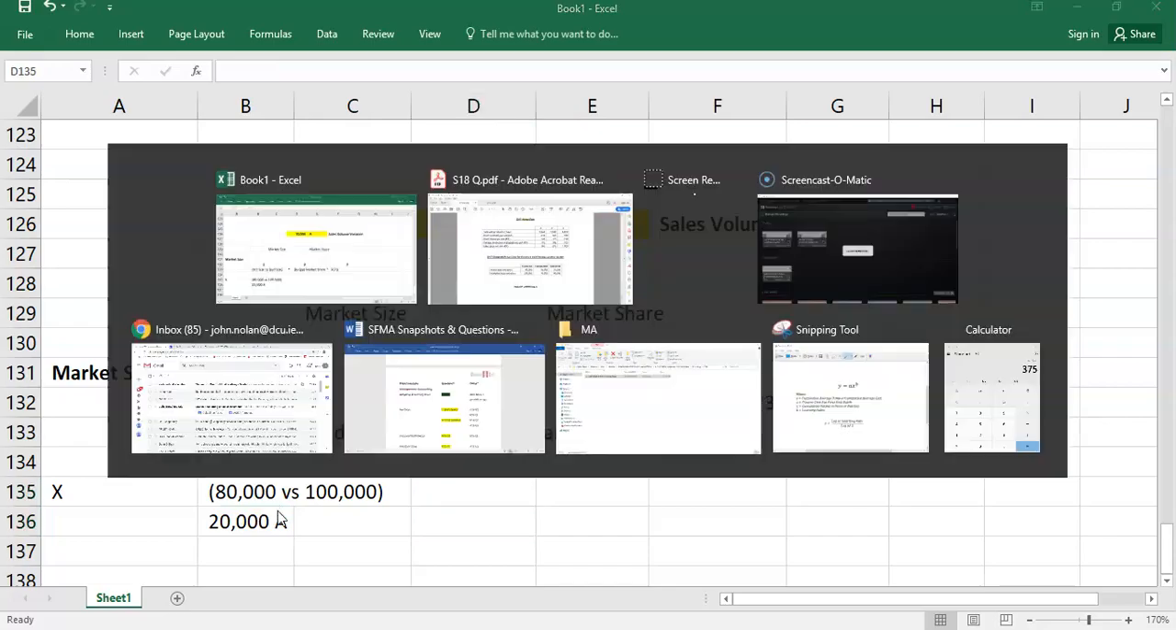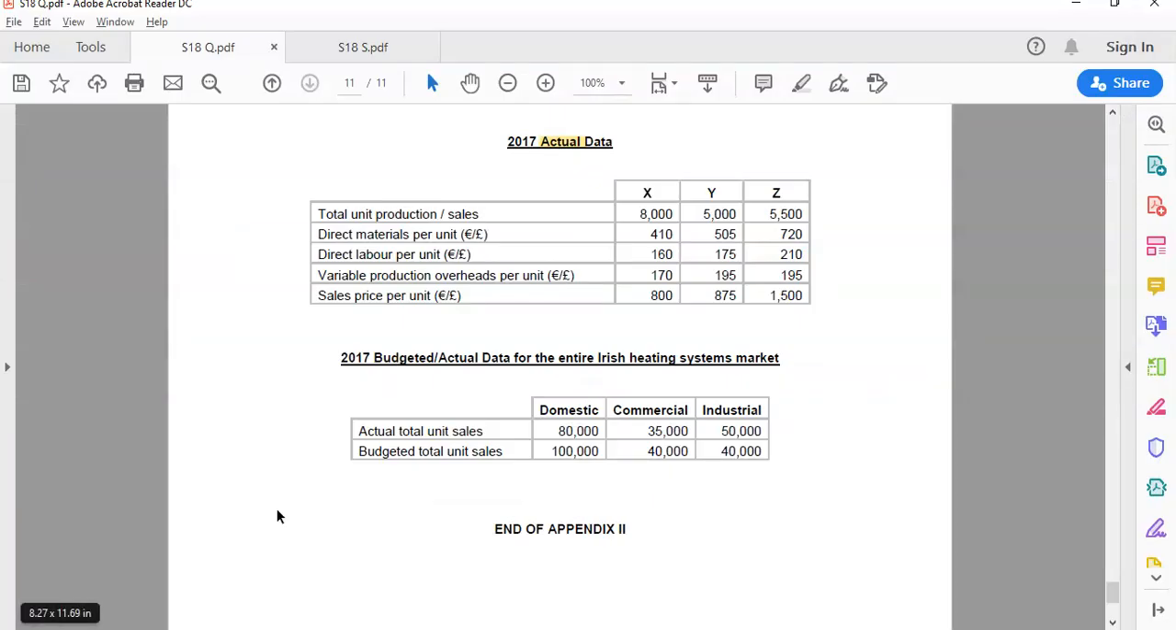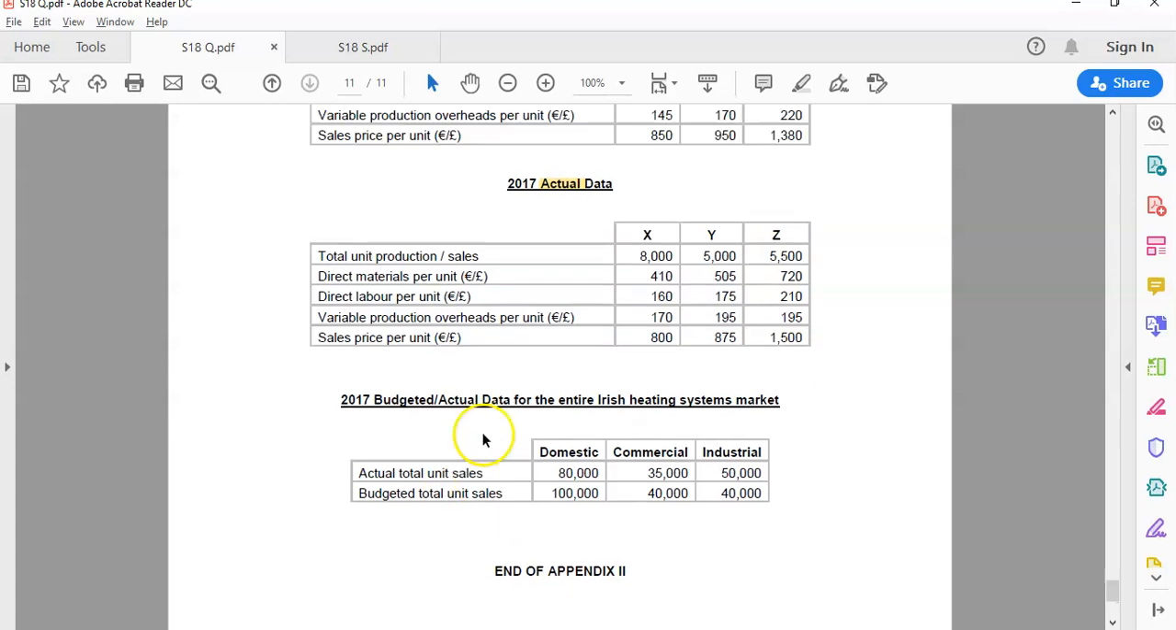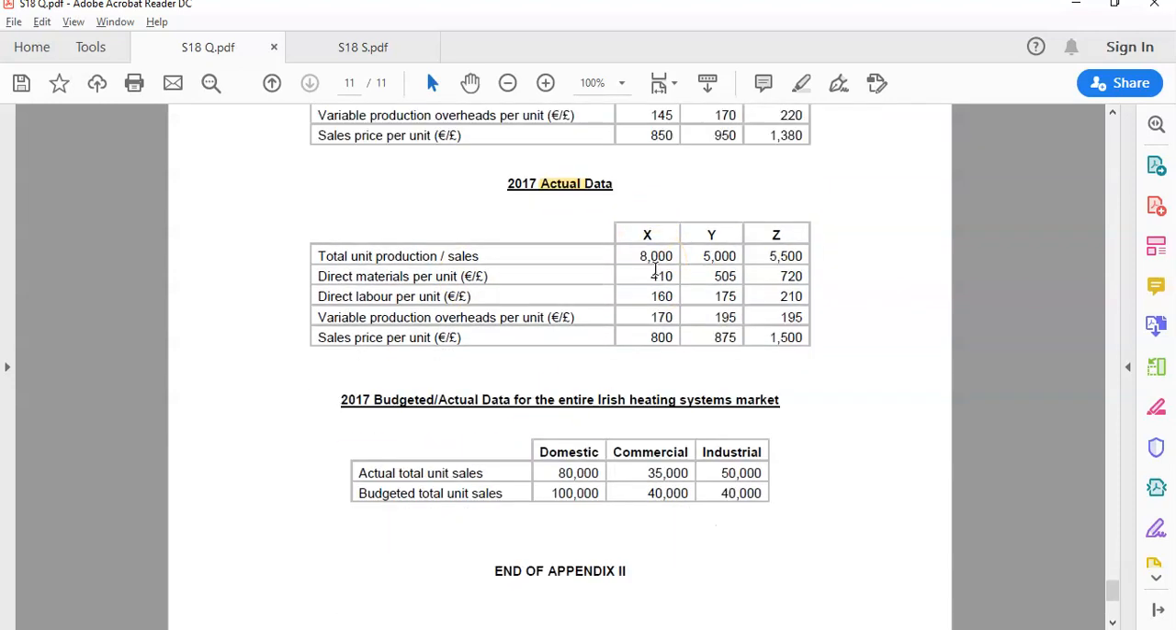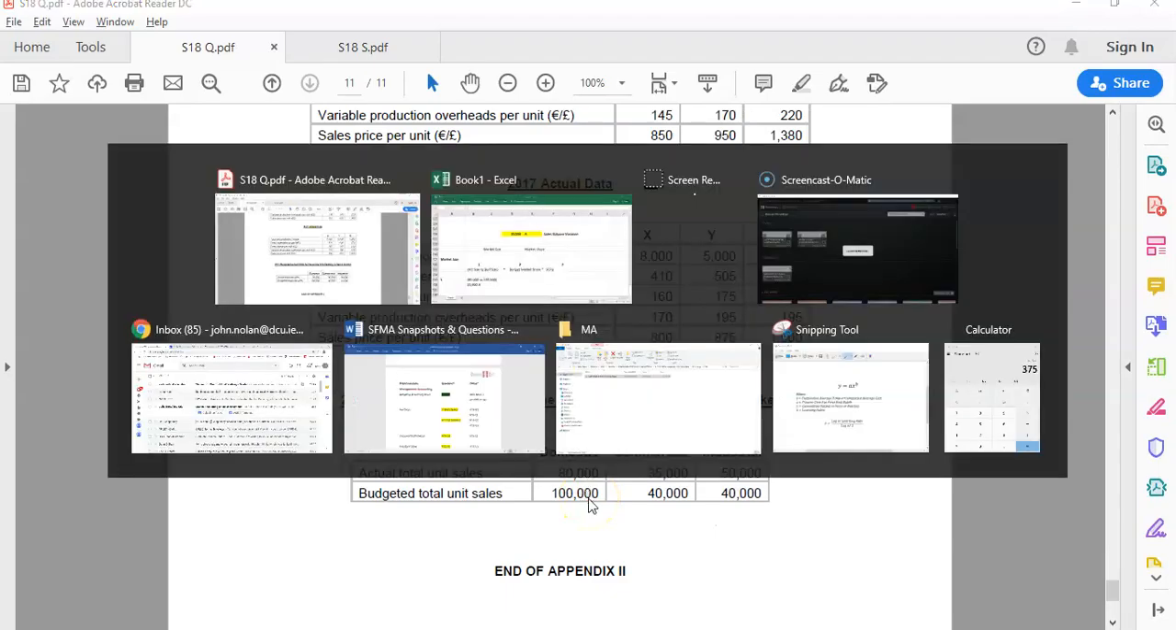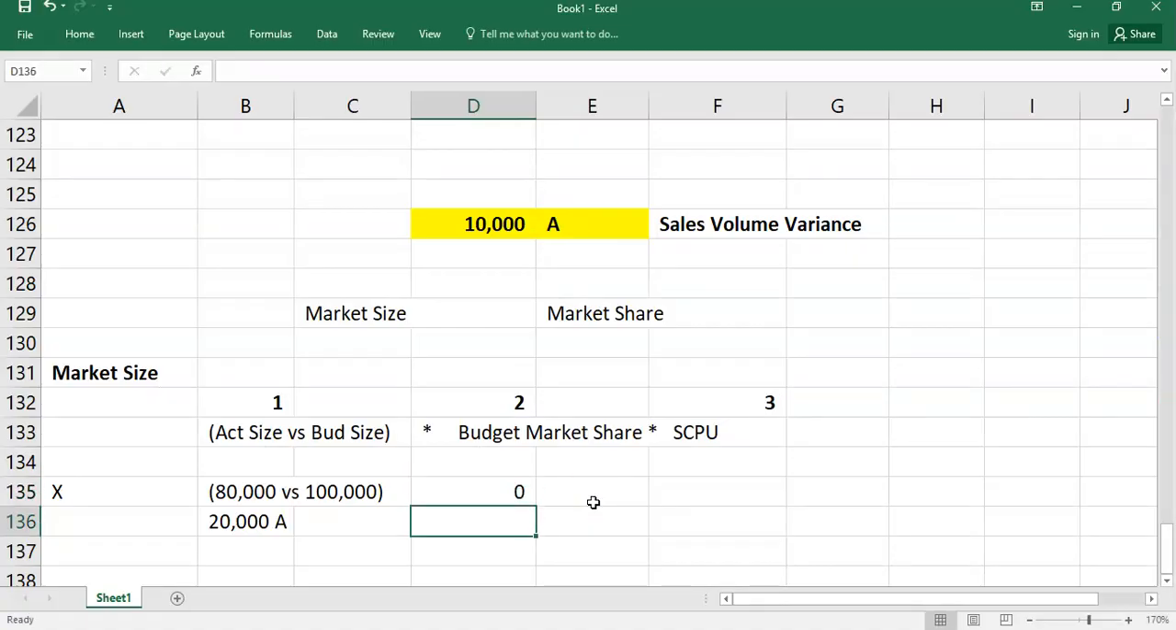The budgeted market share here, this way you have to be careful. What was the budgeted market share for X? To get the budgeted market share, it's budget over budget. The budgeted sales for X were 10,000. The budgeted market size was 100. So that is 10%.